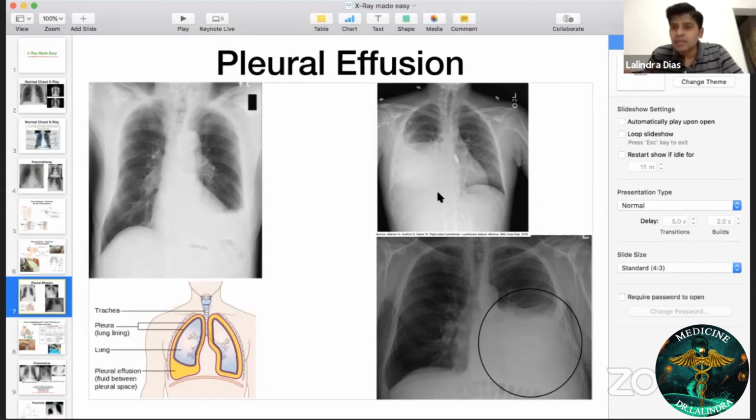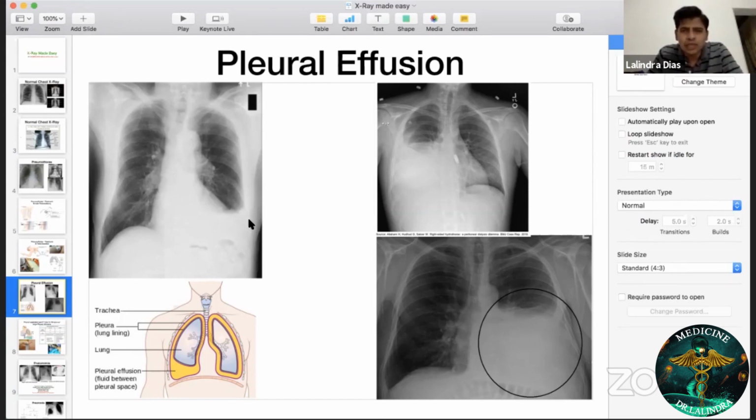Pus, infected material, pus in the pleural space is called empyema. Then cholesterol-rich fluid, what you call chyle, if that is there in the pleural space, that's called chylothorax. So these are different types of fluid collections in your pleural space.